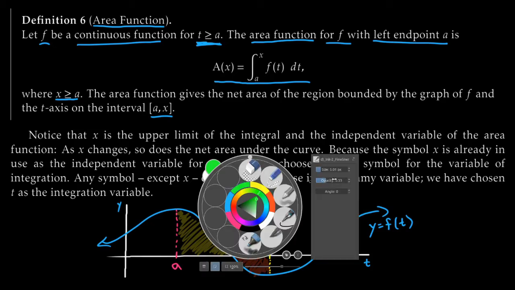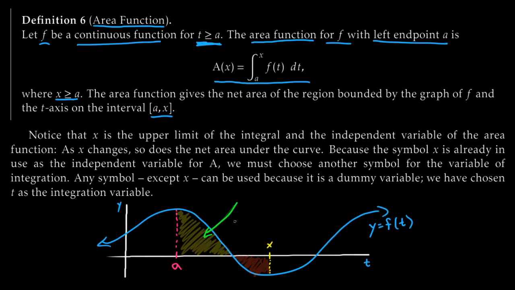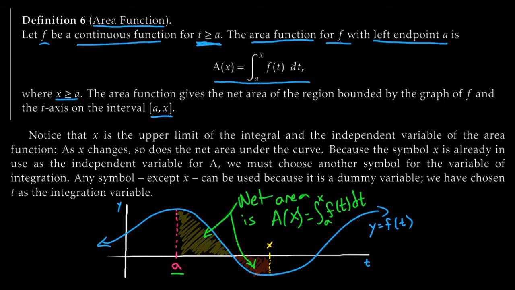This guy and this guy, the net area, is A of x, which once again is given by the definite integral from a to x of f of t dt. That's what this is telling us. It's telling us what the net area is between some fixed point that we've already chosen, a, and a point that we put in, x. We get out the area above the x-axis and below the graph minus the area below the x-axis and above the graph.